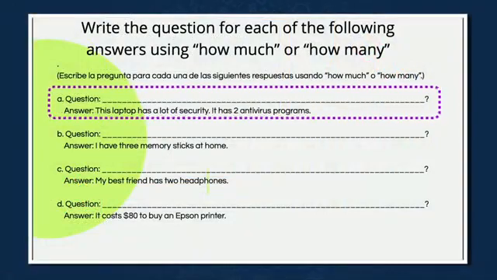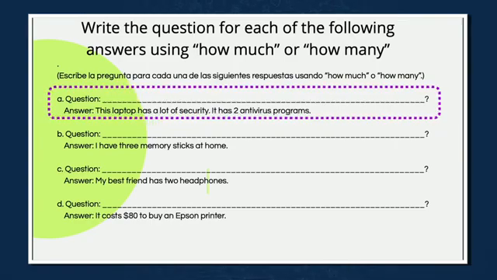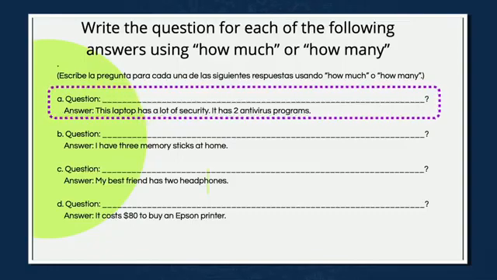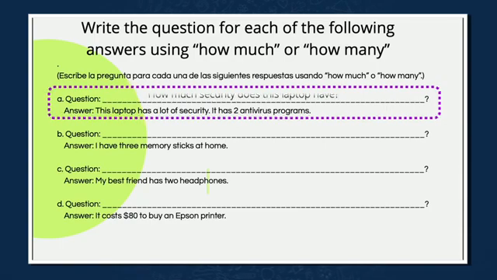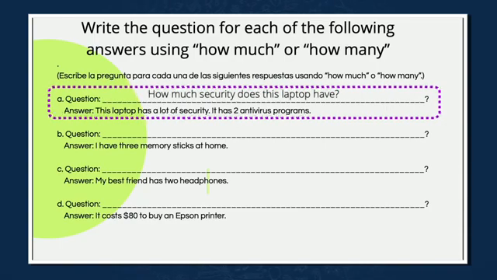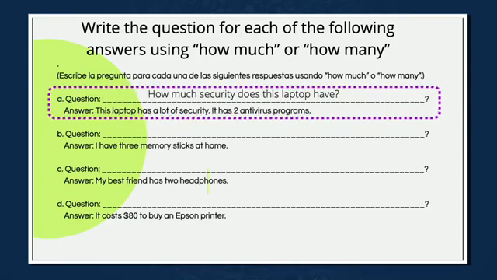Answer. This laptop has a lot of security. Esta laptop tiene mucha seguridad. It has 2 antivirus programs. Tiene 2 programas antivirus. Look at the question. How much security does this laptop have? ¿Cuánta seguridad tiene esta laptop?